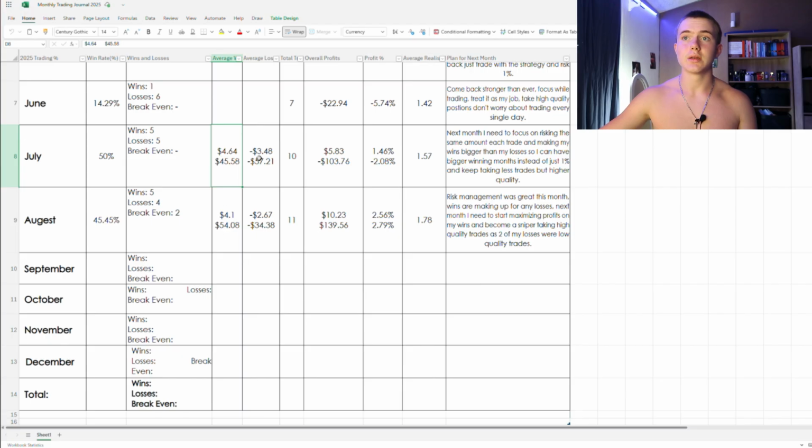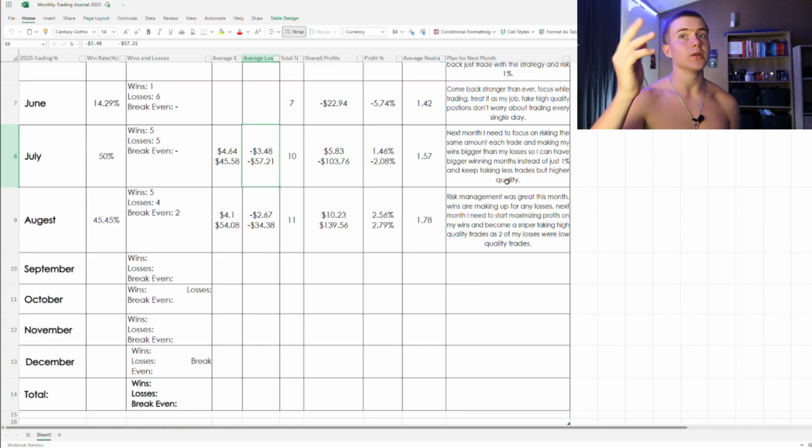So average win, average loss, and you want the average win to be higher than the average loss. So here I can see 45 and 57. The average loss is higher, which is bad. So next month I need to focus on risking the same amount each trade and making my wins bigger than my losses. And yeah, I learned how to risk manage the funded. That was my first month with it, so it wasn't going too well. But yeah, then we have total trades. Same thing here, wins, losses, break even. Overall profits and profit percentage and average realized risk reward.